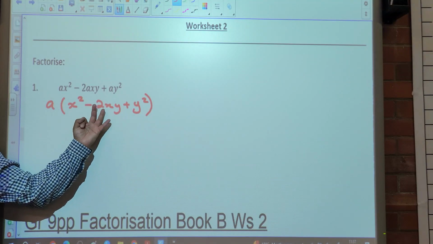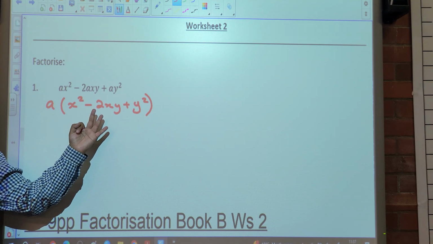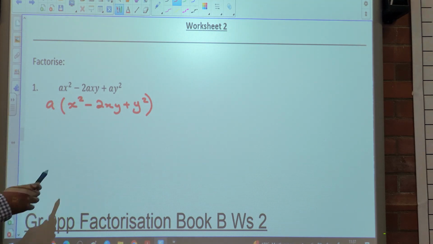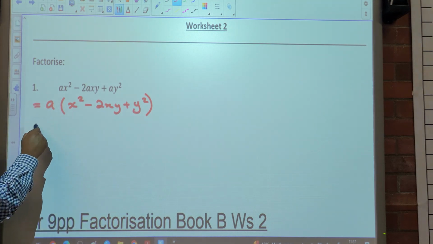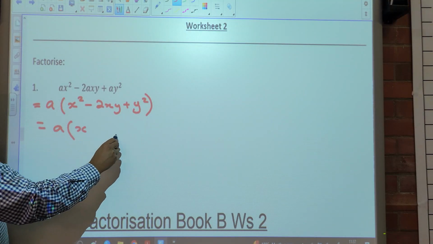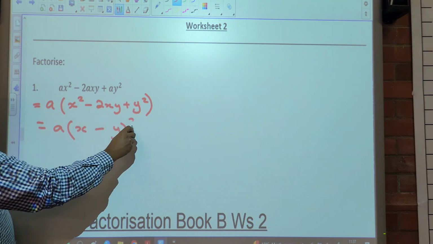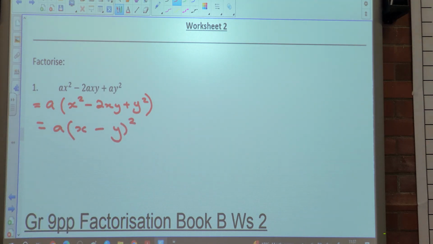Is it 3 terms? It is a perfect square trinomial, because the first term and the last term are perfect squares. So you get the square root of x squared, which is x, and the square root of y squared, which is y. Here goes minus, the minus y squared. And we test if it works.